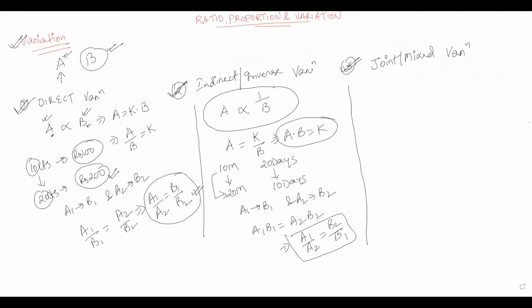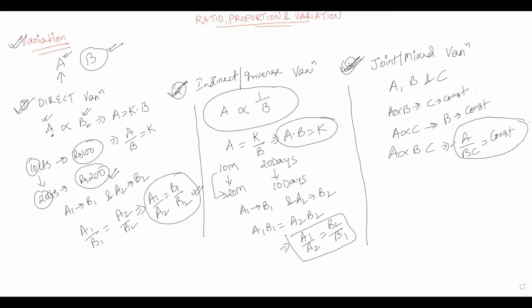In case of joint variation, say there are three quantities A, B, and C such that A varies to B when C is constant and A varies to C when B is constant. So we can say that A varies to B into C, or we can say that A upon BC will be some constant. So again, if we have two sets of values corresponding to A, B, and C, then we can say that A1 upon B1 into C1 will be equal to A2 upon B2 into C2.